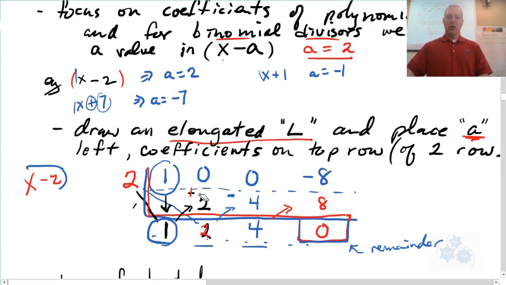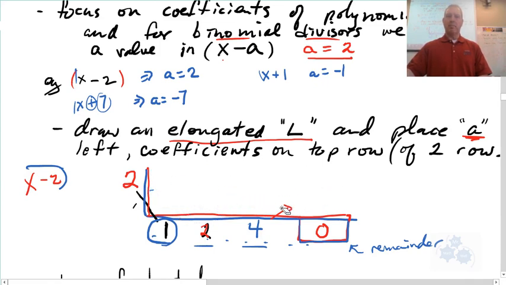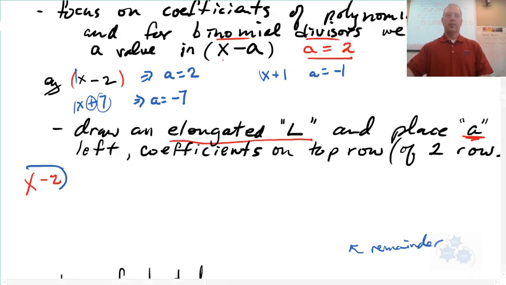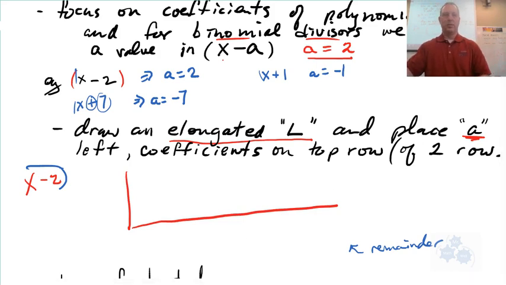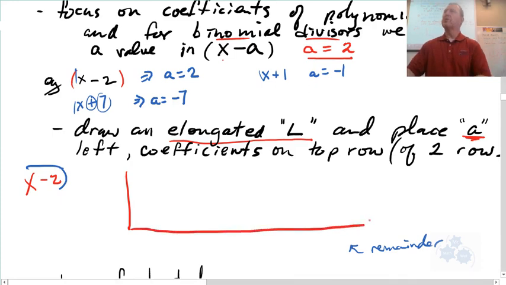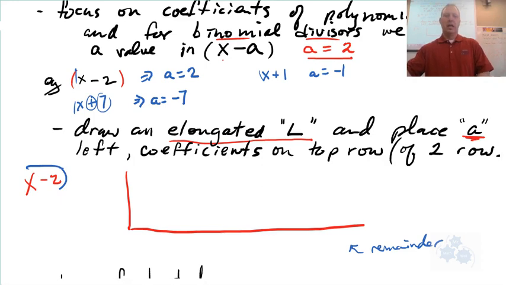Okay, so I'm going to erase some of this so that this doesn't look too confusing, and we'll do it step by step here. Okay. So the first step is to draw an elongated L. So here's my elongated L. Whoops. That's a bit of a funny line there. It's kind of an upside down divided by sign maybe, if you want to think of it that way. I don't know.